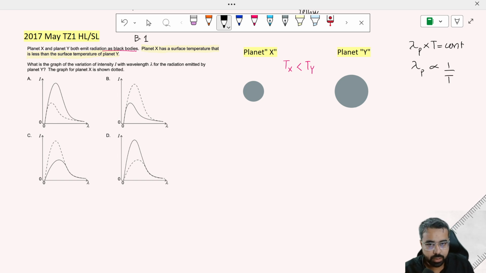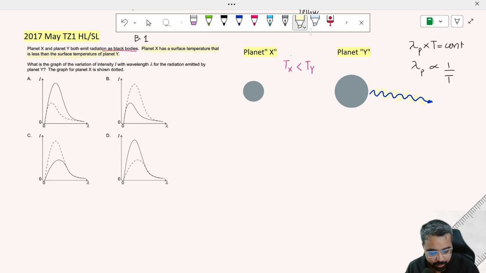In other words, both planets are radiating all the light, but the light that contains maximum energy and maximum intensity is different for these two planets. Okay, I will explain. Students, as planet Y has a higher temperature, I am assuming that it is radiating light which has maximum energy.